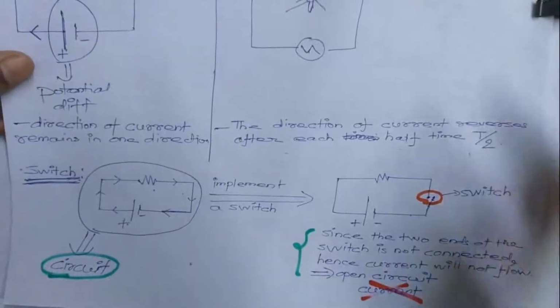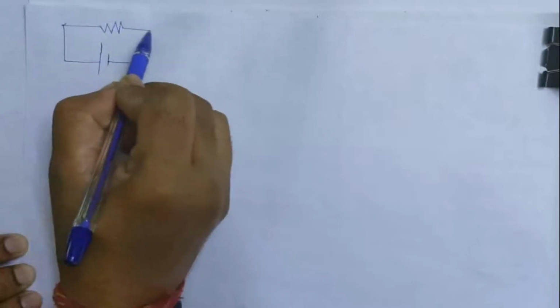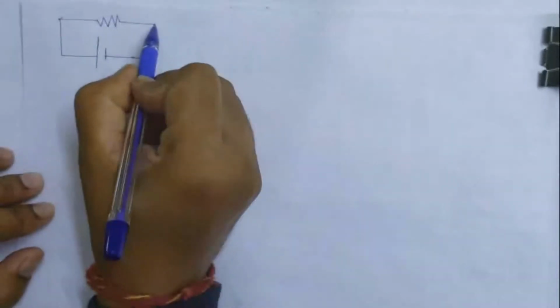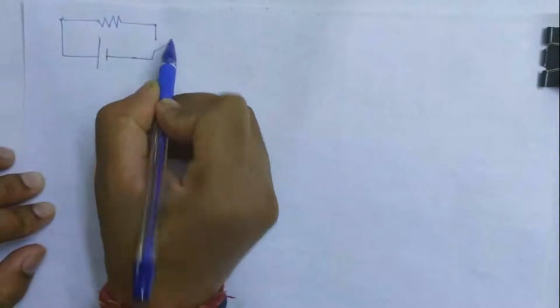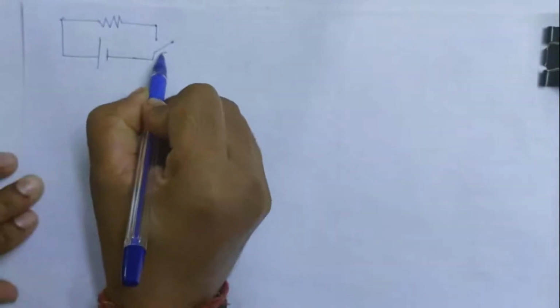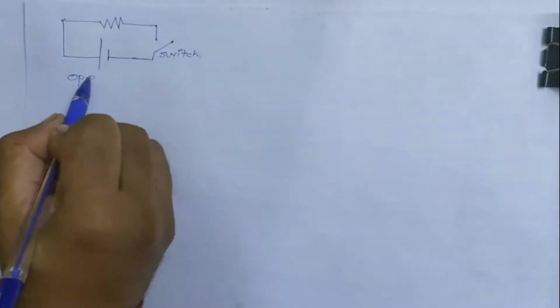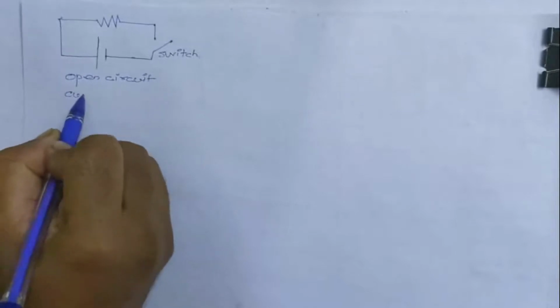So let us make a circuit in which the two ends of the switch are closed, meet each other. This is again a resistor. Now just let me draw this once again. There is a purpose. The switch is open. This is called a switch. It makes the circuit open. Open circuit, no current.